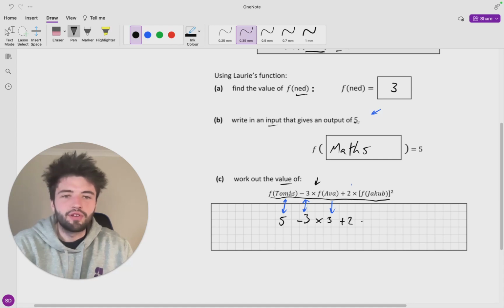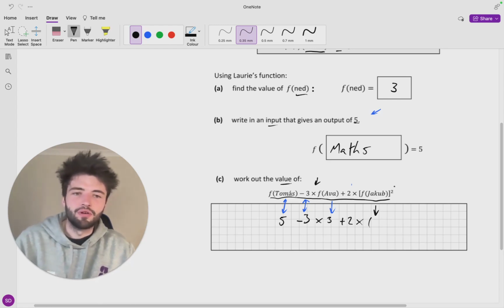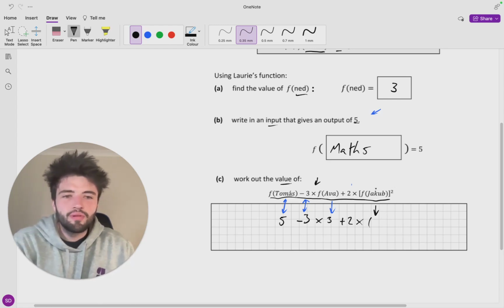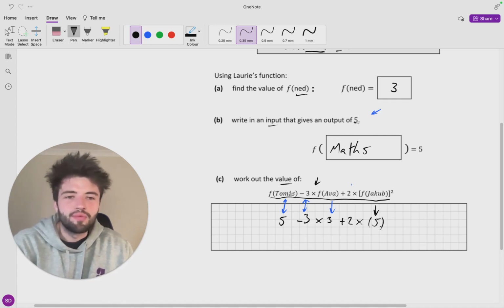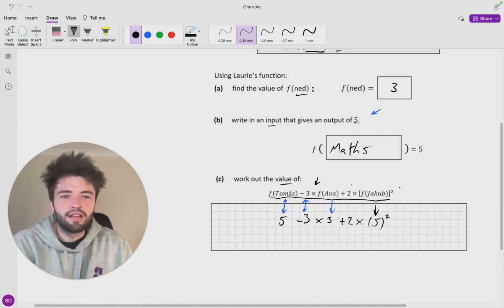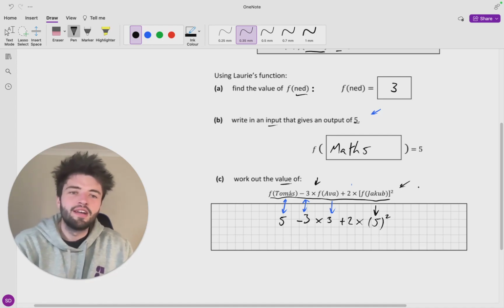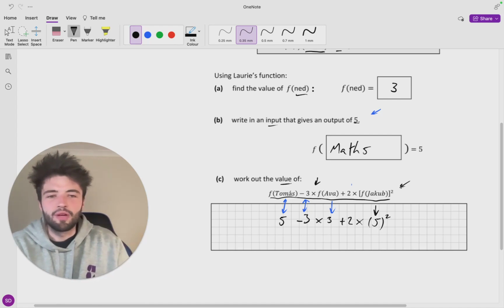And finally, we've got this 2 multiplied by the function for Jacob, but this is going to be squared. So we're going to put this in a bracket just to keep it on its own. For f of Jacob, we just need to count the number of letters, and there are once again going to be 5, so we can have 5. And just remember to put in your squared as well. That's the one thing to put in here, possibly to see if you'd catch it, and we want to make sure that we do.